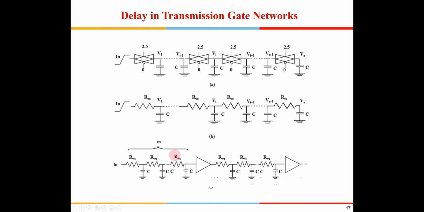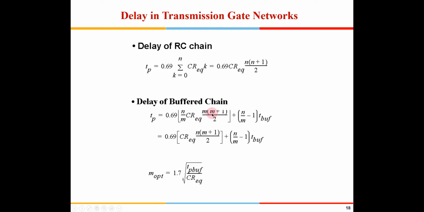In case there are buffers in between, then the equation gets modified. So if after every m there is a buffer, then this becomes m into n plus 1 by 2 plus, there will be these many buffers in between. So n divided by m minus 1, these many buffers. So this equation gets modified like this.